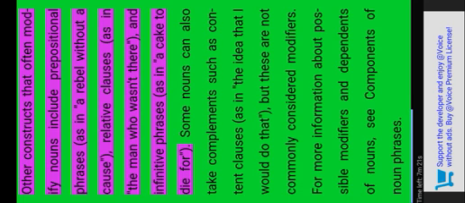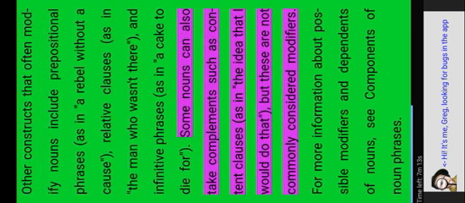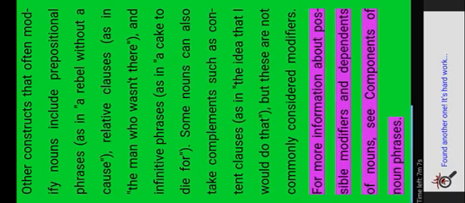Other constructs that often modify nouns include prepositional phrases, as in, a rebel without a cause, relative clauses, as in, the man who wasn't there, and infinitive phrases, as in, a cake to die for. Some nouns can also take complements such as content clauses, as in, the idea that I would do that, but these are not commonly considered modifiers. For more information about possible modifiers and dependents of nouns, see components of noun phrases.